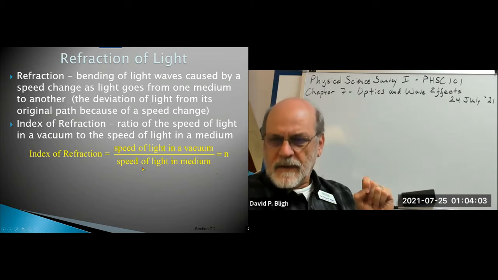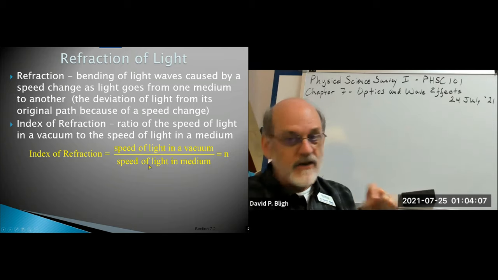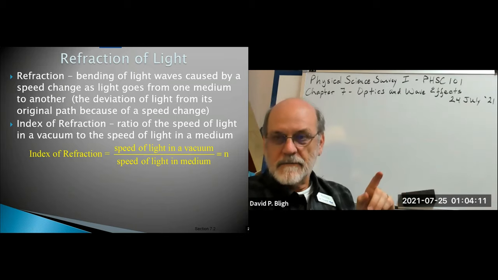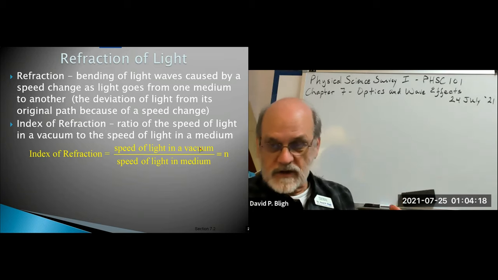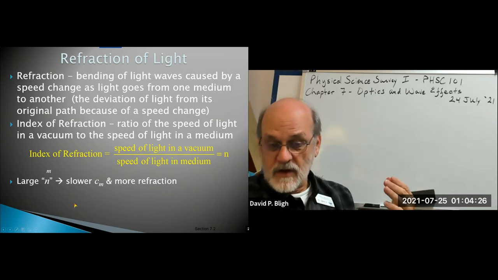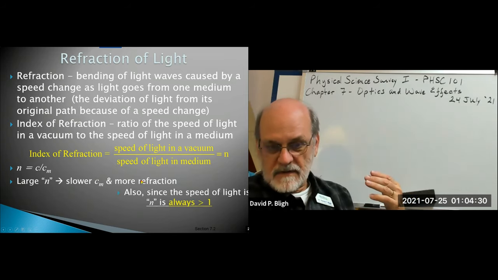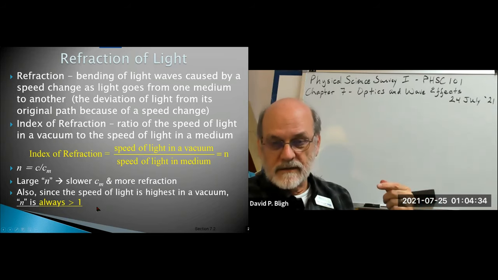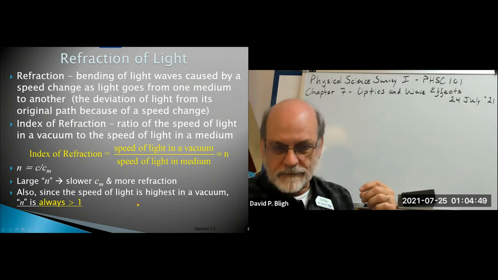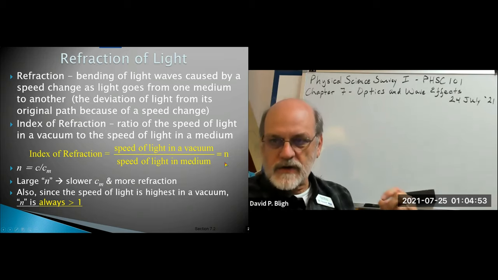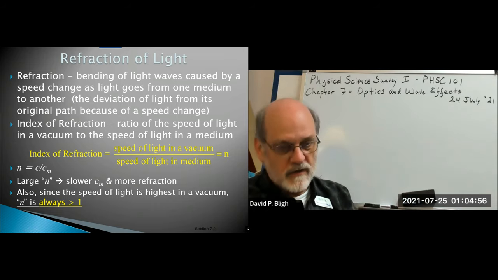So notice that light travels fastest in a vacuum. In other words, any other medium through which light travels slows it down. So the speed of light in a vacuum is always going to be the larger number compared to the medium. What does that mean? Well, that means that the number is always greater than one, because if light has to travel through a medium, then the ratio is going to have a smaller denominator and make a number greater than one. So this n value is always greater than one. It may only be slightly greater than one, but it's always greater than one.